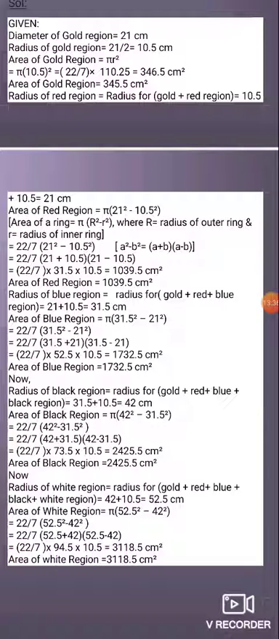Now last, the radius of the white region is equal to the radius of gold plus red plus blue plus black plus white, and the remaining, all that gold plus red plus blue plus black, you need to subtract. So the area of the white region is equal to pi into 52.5 the whole square minus 42 square, which is equal to 22 by 7 into 52.5 plus 42 into 52.5 minus 42. At last what we get? 3118.5 centimeter square. Clear, students? Okay, thank you.